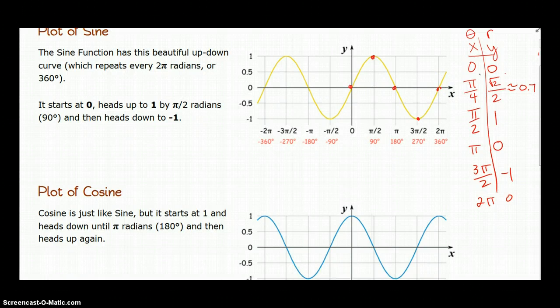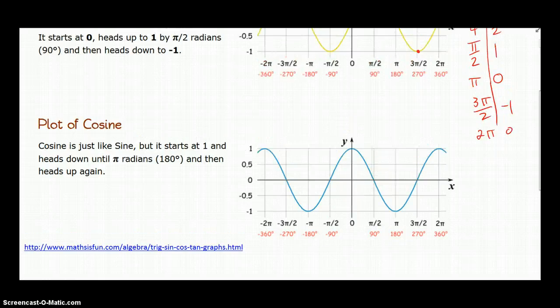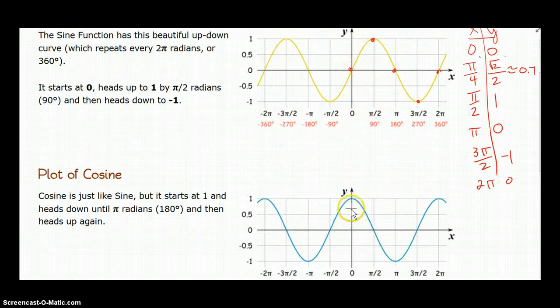So now let's look at cosine. Scroll down. Here's, by the way, the website where I got these graphs. Plot the cosine. Cosine looks just like sine, the same up and down smooth curves. But the difference is it starts at 1 instead of 0. Notice how this one starts at 0, whereas cosine starts at 1. And then it heads down, goes to 0, all the way to -1 at pi, and then it goes back up again through 0 at 3 pi over 2 and up to 2 pi.